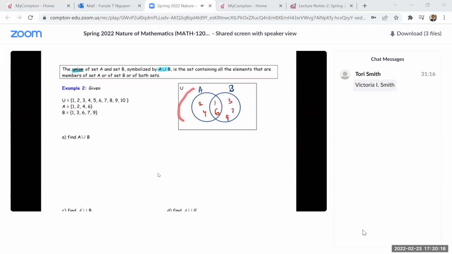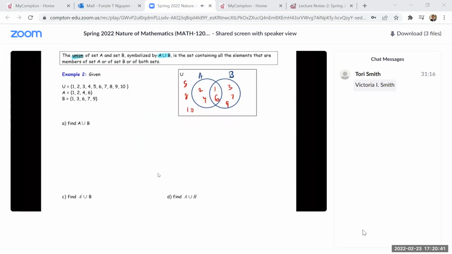And then in the universal set, 5, 8, 10. And 9. Oh no, 9 is already there. 9 is in B. So let's just make sure we got 1, 2, 3, 4, 5, 6, 7, 8, 9, 10. Yeah, I think we got them all.